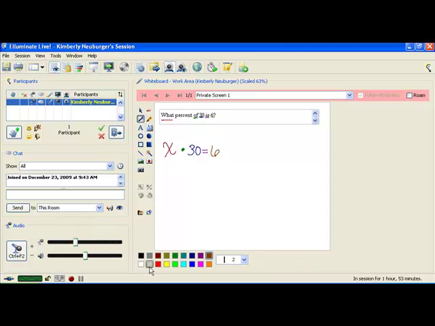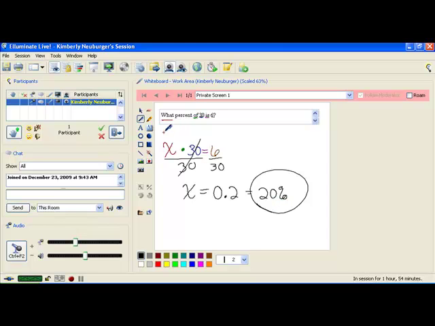Now let's solve this. To solve it, we divide both sides by 30. And x ends up being 6 divided by 30, which you can do in your calculator. You get 0.2, which, remember, we need a percent. So that's the same thing as 20%. So 20% is what you're looking for because you need that as a percent.